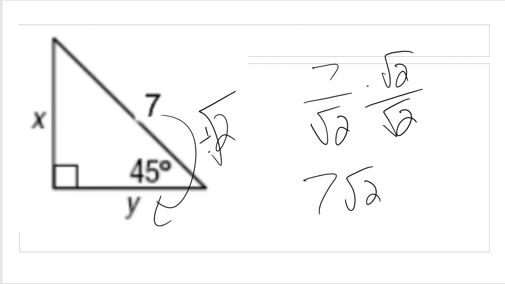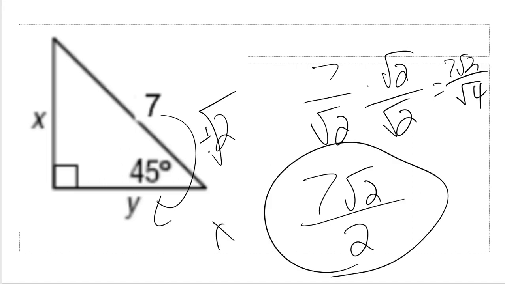So 7 root 2 all over, remember this comes out to be 7 root 2 all over square root of 4. Square root of 4 is 2. Now we have 7 over 2. Now we cannot touch that because 7 divided by 2 is not a whole number. So there's my answer for x and y because it's a 45, 45, 90.